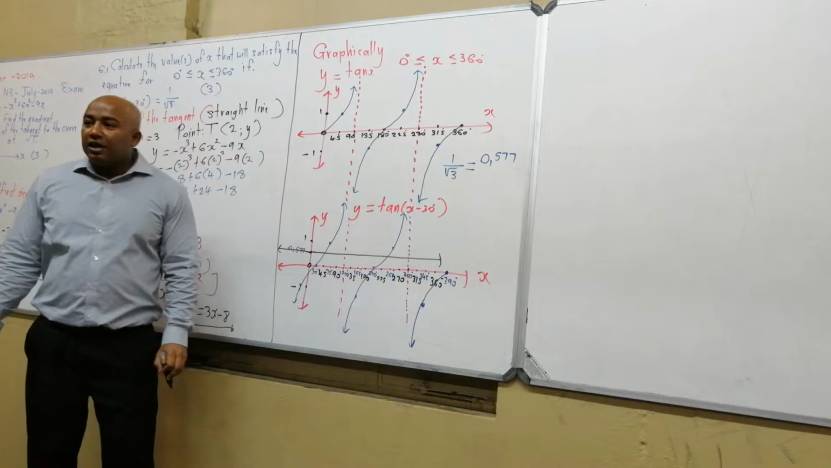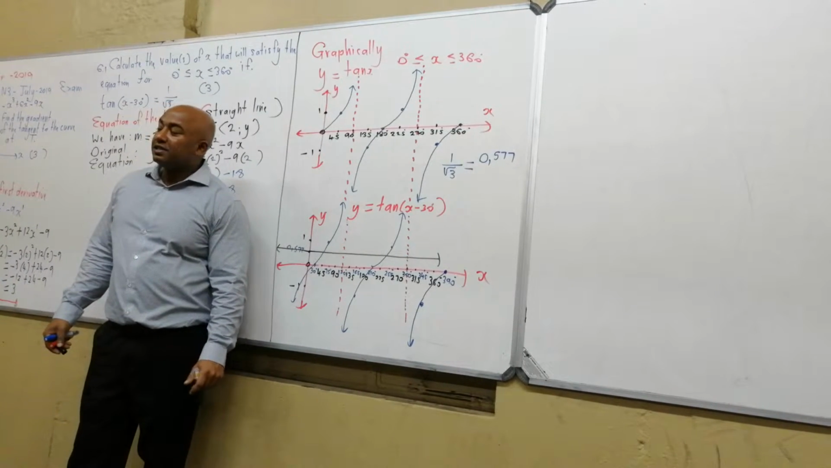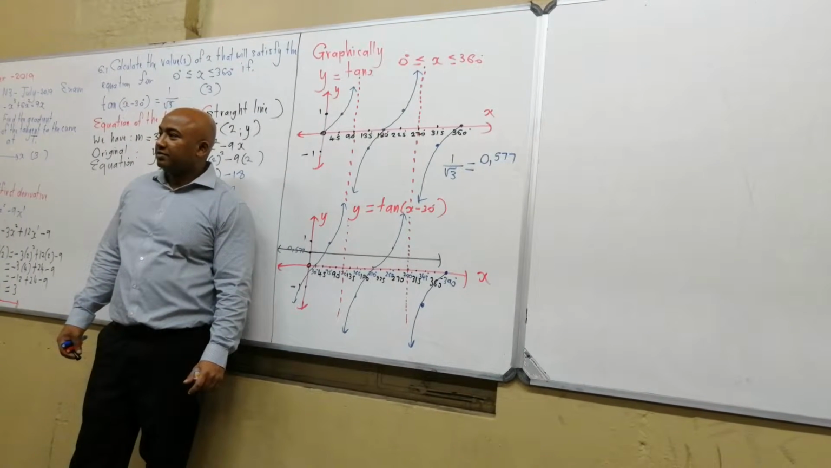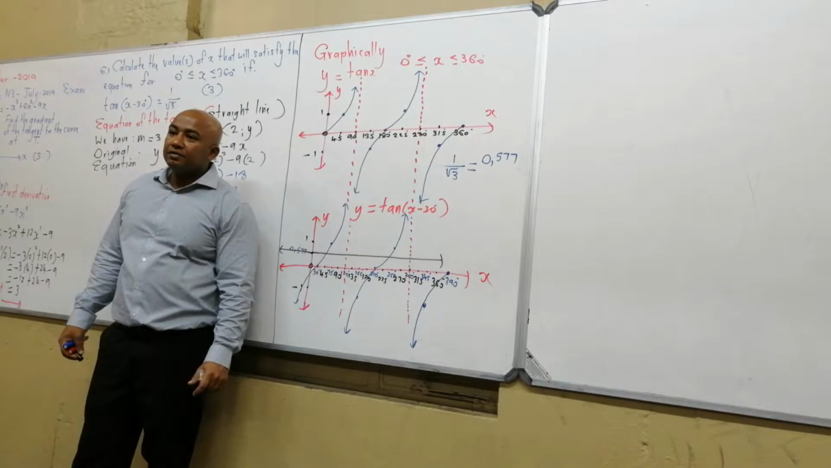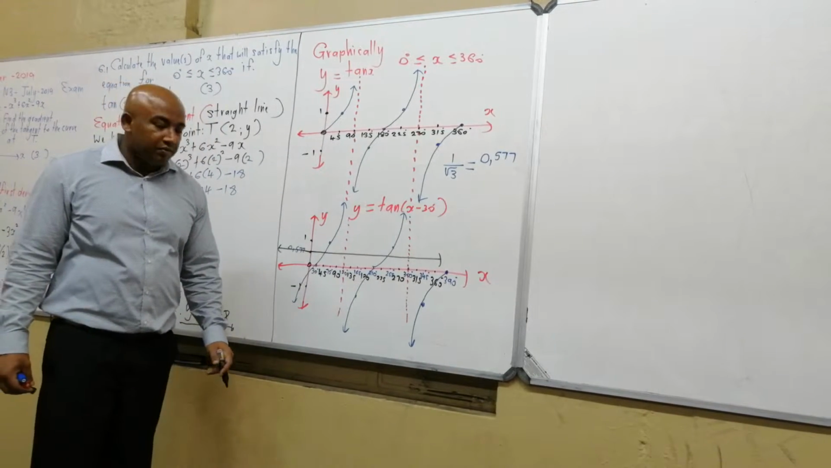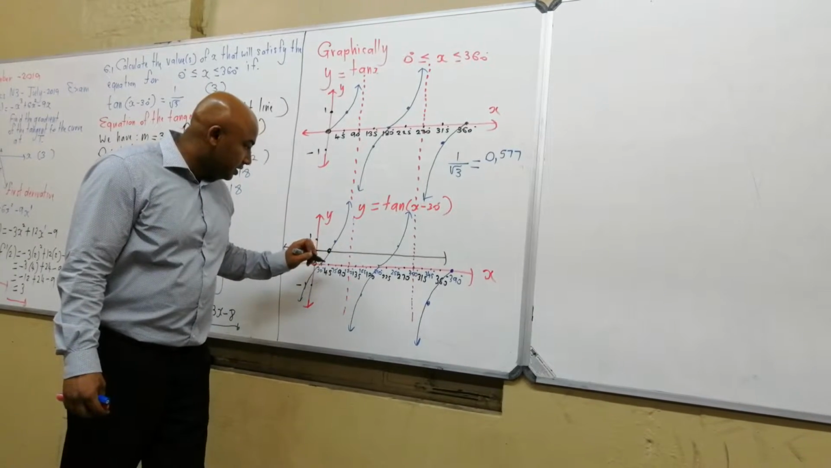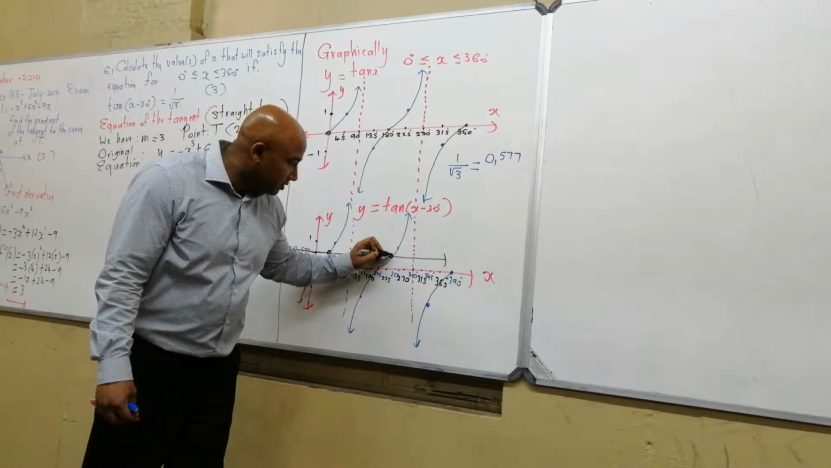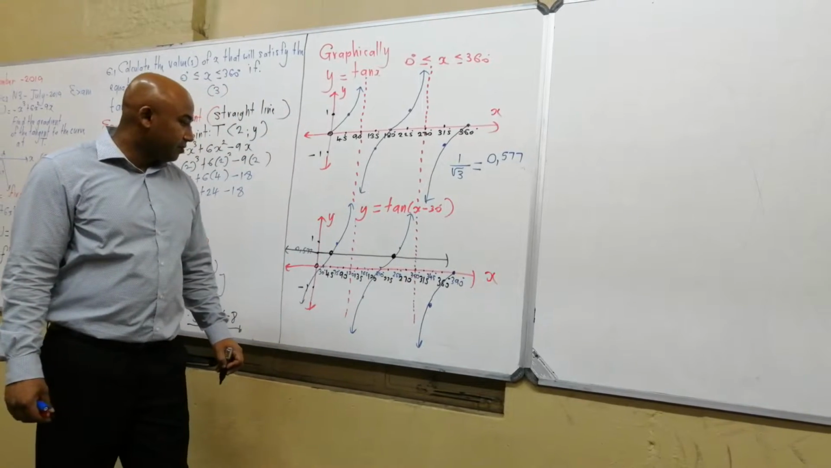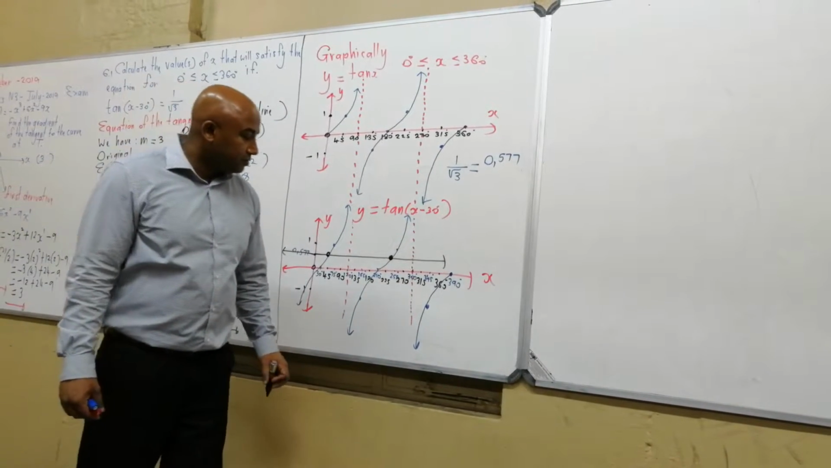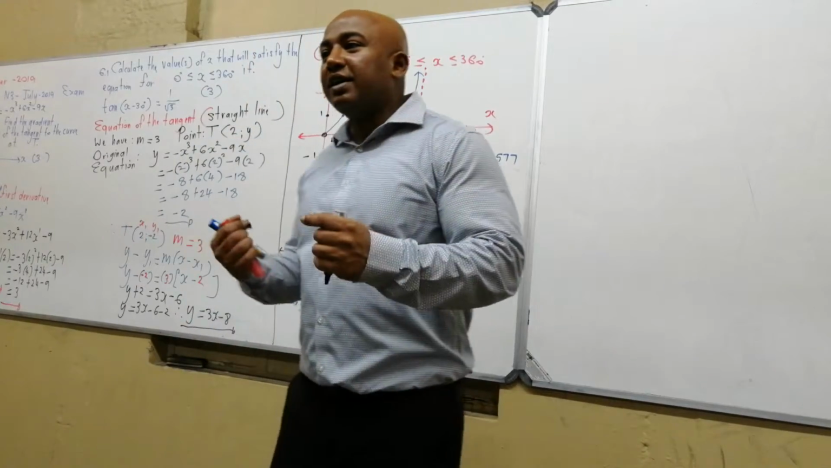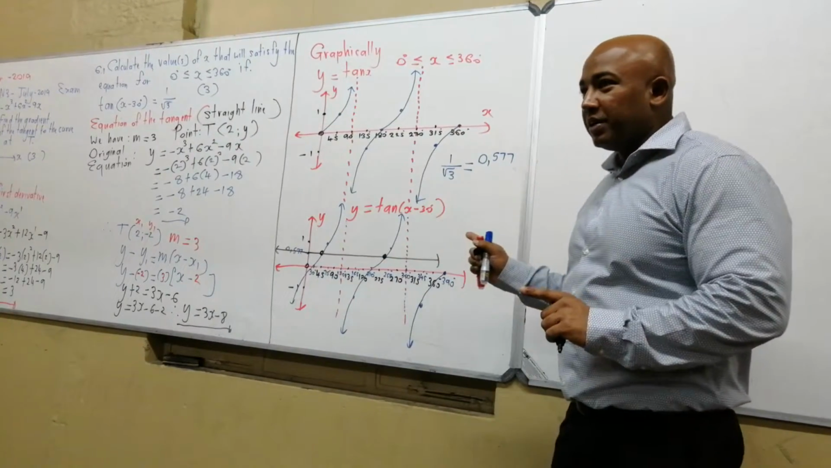So, how many places does this line intersect the tan graph? 2 places. Can you see that? So it's intersecting here and here. Okay. Now, these are the graphical solutions to this problem here.